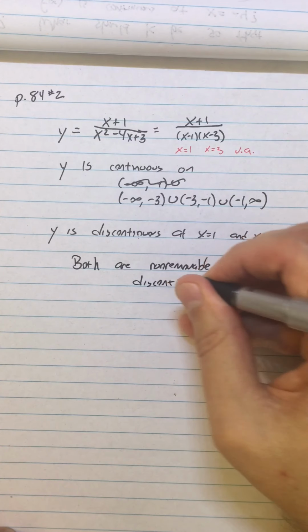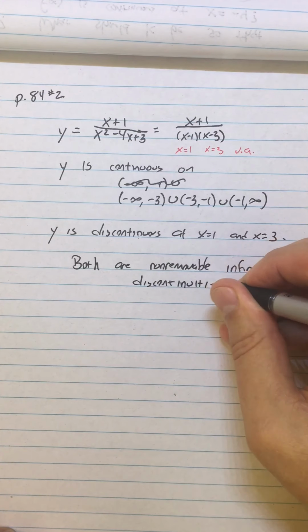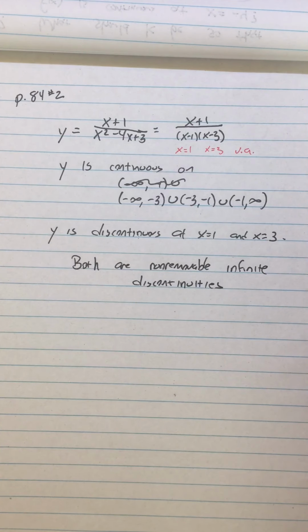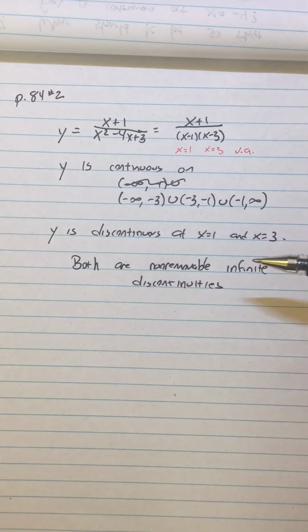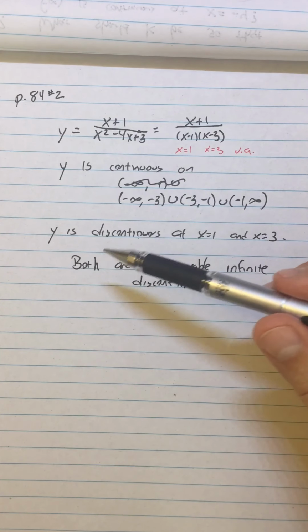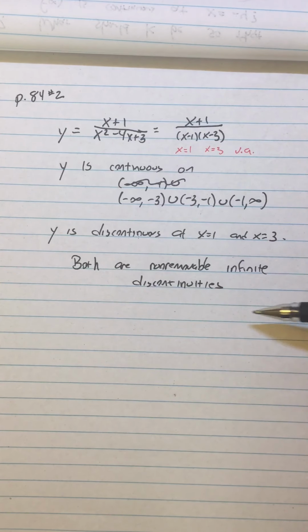So I could say that the discontinuities that I get are removable, or non-removable infinite, or non-removable jump. In this case, they were both the same, so I got to say both. If they were different, I would say, x equals 1 is removable and x equals 3 is an infinite discontinuity, something like that. So that is what I want you to do for page 84, number 2. You have additional homework assignments on page 84, which I'll clarify some of in the next video.